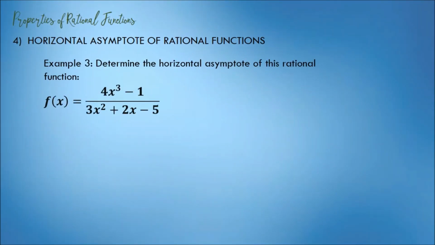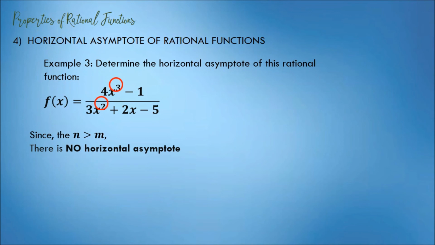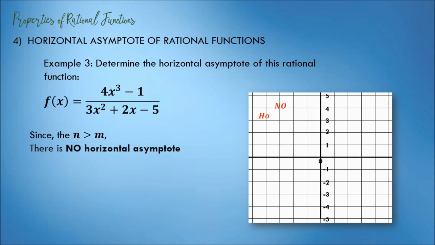Example number 3. Determine the horizontal asymptote of this rational function. f of x is equal to 4x cubed minus 1 all over 3x squared plus 2x minus 5. Since the degree of numerator is greater than the degree of denominator, there is no horizontal asymptote on the given rational function. No horizontal line to be drawn, because the rational function has no horizontal asymptote at all.